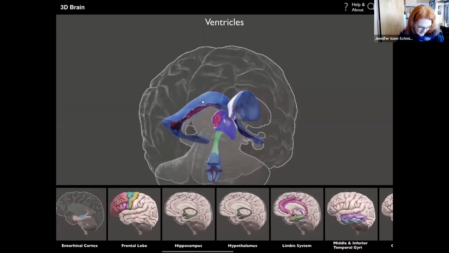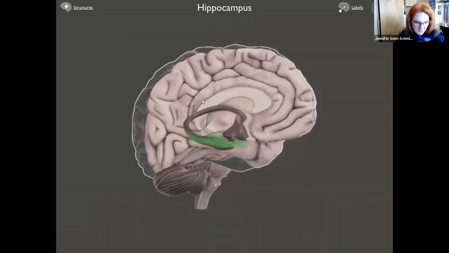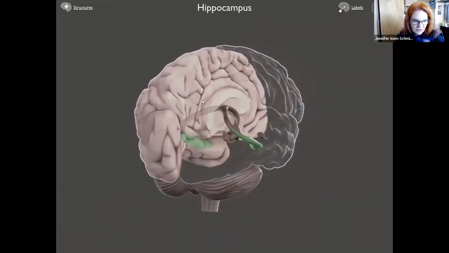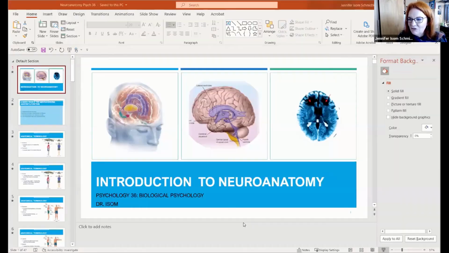Here's one of the hippocampus, which we'll learn about when we have the week on learning and memory. The hippocampus is that green structure, and there's one in each hemisphere. Okay. So I just want to give you a different view of the lateral ventricles and share that app with you in case you would like to be able to see these things in a different dimension as well.